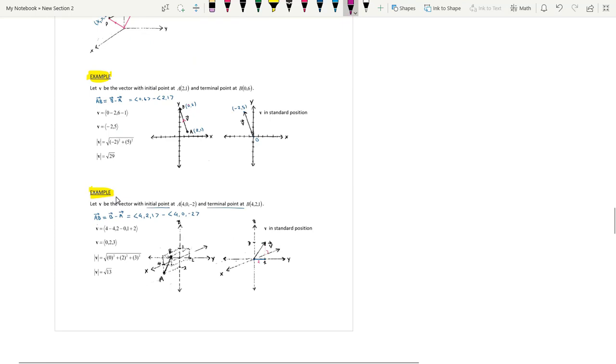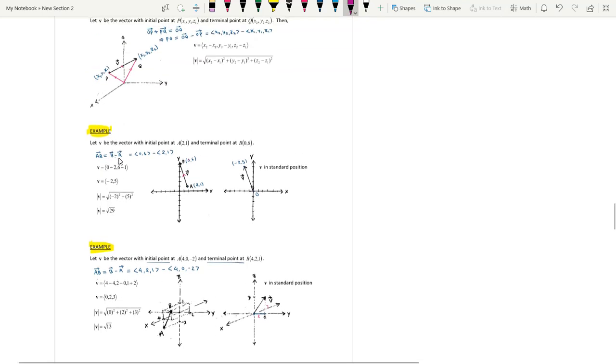Now let's discuss a few examples. We have a vector V with initial point A and terminal point B. So it goes in this direction. Now we need to find AB. AB would be B minus A, or you can say OB minus OA. B is (0, 6) and A has coordinates (2, 1). So 0 minus 2, comma, 6 minus 1, which is (-2, 5). Now the length of this vector would be the square root of (-2) squared plus 5 squared, which is the square root of 29.